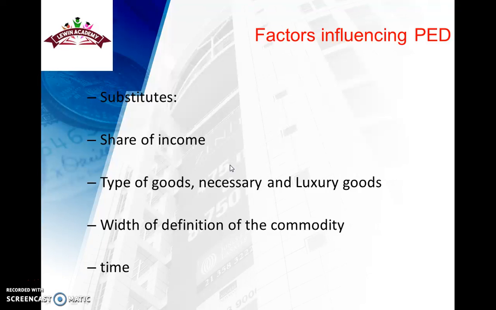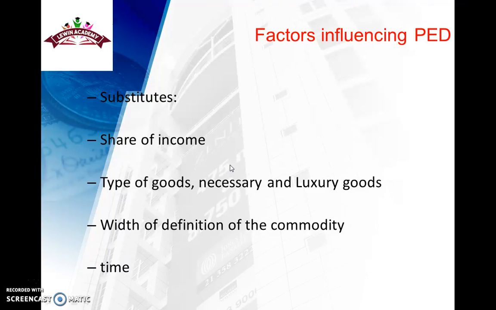Share of income. The greater the share of consumers' income that a commodity absorbs, the greater the price elasticity of demand for that commodity. So, for example, a car will have a greater price elasticity of demand than maybe table salt, right? Because a car is more expensive than table salt. So if there's a price change in table salt, you probably won't be that responsive to that price change. But if there's a price change in a car, like maybe a 100,000 increase in a car price, then you might be more responsive to that.